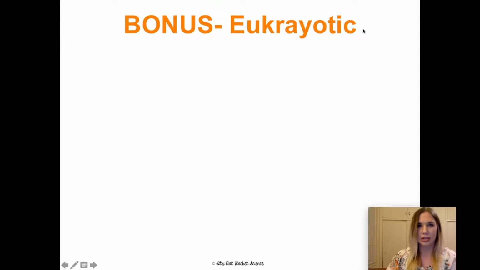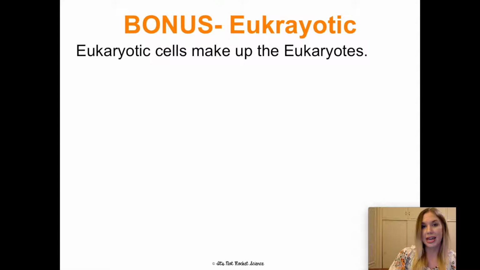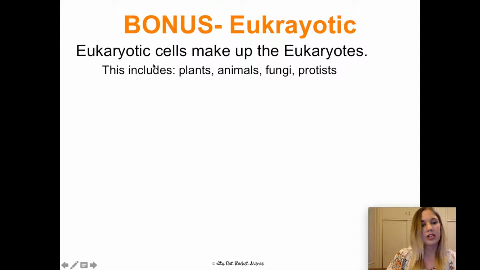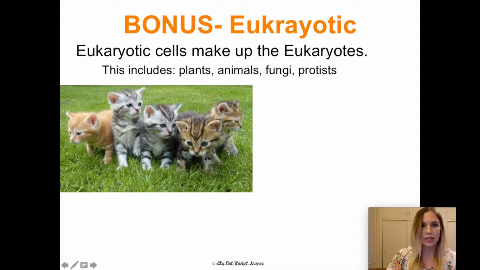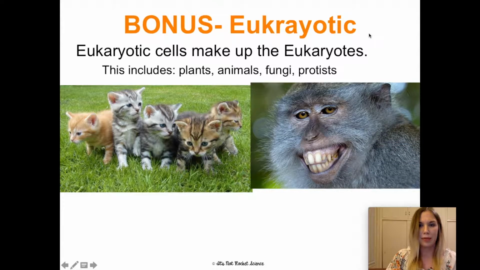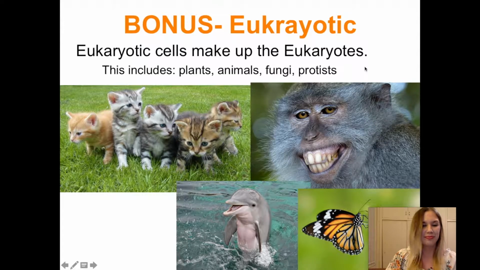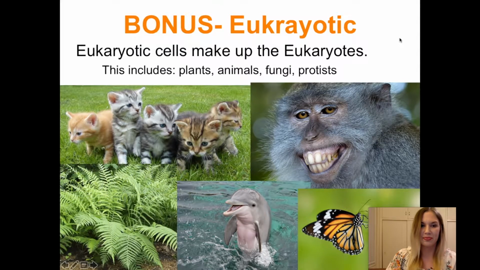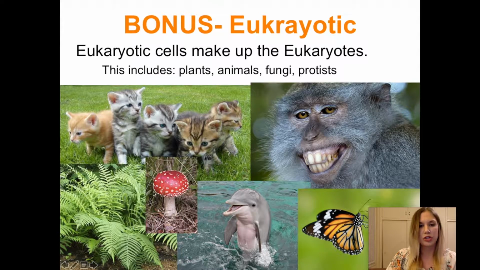Okay, and then eukaryotic cells. So prokaryotic cells are bacteria, and eukaryotic cells make up the eukaryotes. Who are the eukaryotes, you ask? I'll tell you. This includes plants, animals, fungi, and protists. So these kittens, they're eukaryotes, made up of eukaryotic cells. This baboon, creepy monkey looking thing, some kind of primate, is a eukaryote. This dolphin, eukaryote. This butterfly, a eukaryote. Oh, these ferns are plants. This is an example, it's a mushroom, so it's a fungus.